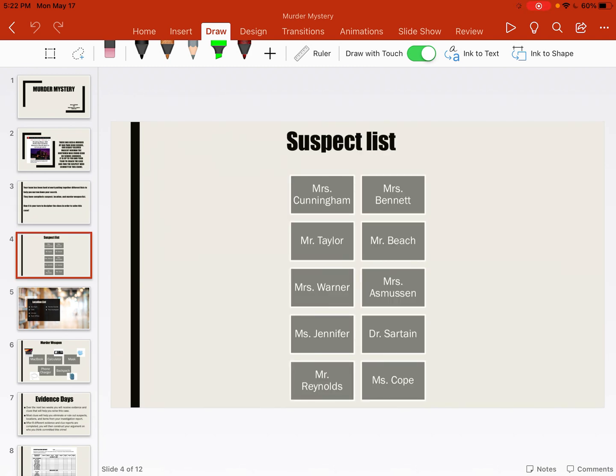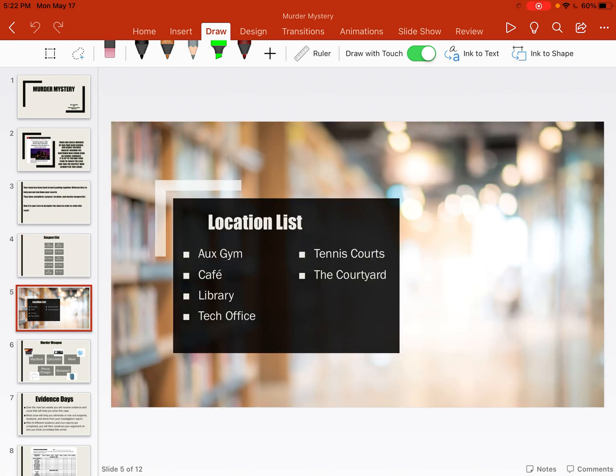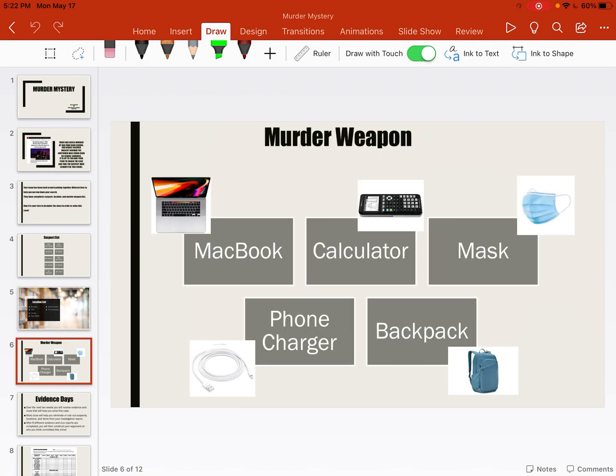So you've got your suspect list starting off. We have Miss Cunningham and Mrs. Bennett, Mr. Taylor, Mr. Beach, Mrs. Warner, Mrs. Asmussen, Miss Jennifer, Dr. Sarton, Mr. Reynolds, and Miss Cope. Your location list is the Ox Gym, Cafe, the library, the tech office, the tennis courts, and the courtyard. Possible murder weapons include a MacBook, a calculator, a mask, a phone charger, and a backpack.